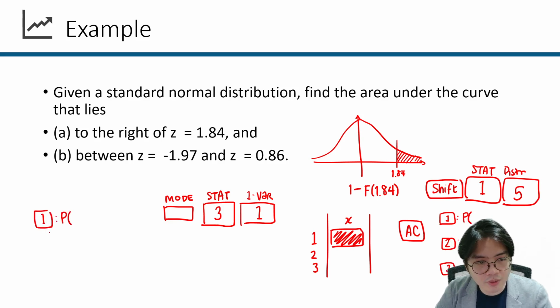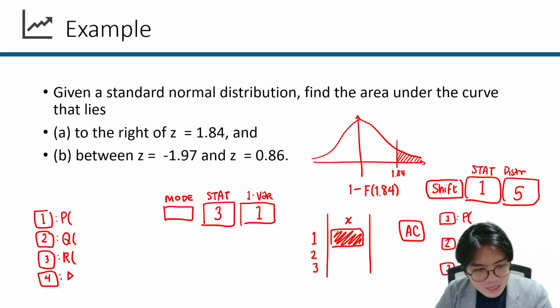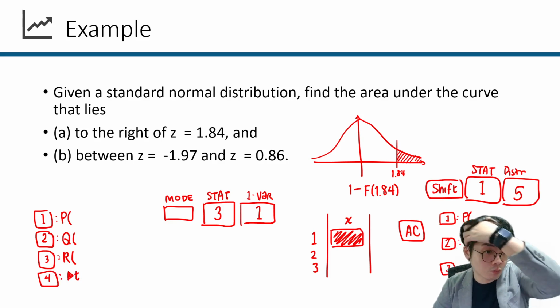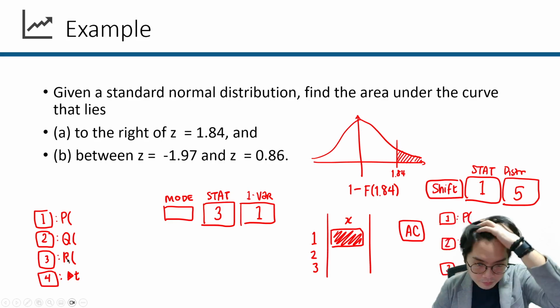For 1, you'll be given the P. For number 2, you'll be given the Q. For number 3, you'll be given the R. And then for number 4, you'll be given this thing, D. We're not going to go into number 4. We are just using 1, 2, and 3.